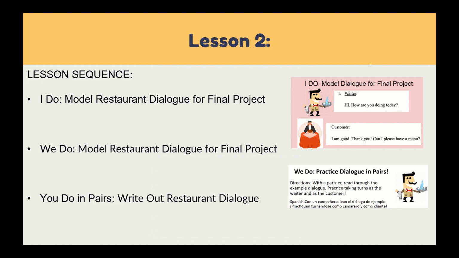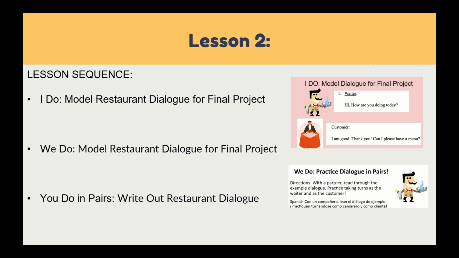And so then we have the second part of the lesson, which is the I do, where I'm modeling a restaurant dialogue for their final project. This is their final assessment that will be the third lesson, the final lesson of the unit. So this kind of looks like, as I said, an interaction between a waiter and a customer. And so we have this example over here on the right. And I'll be basically playing both roles and showing them what I'm expecting of them for their final.